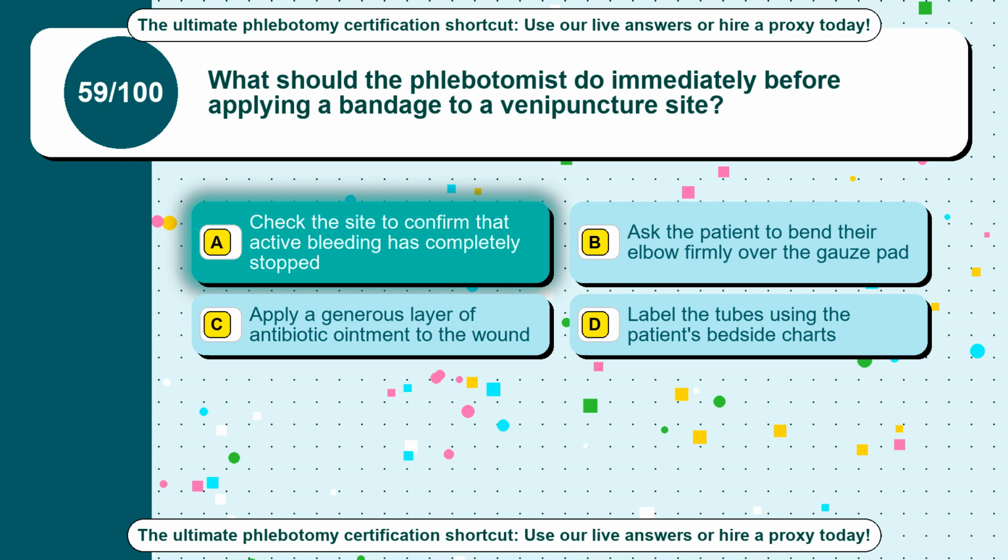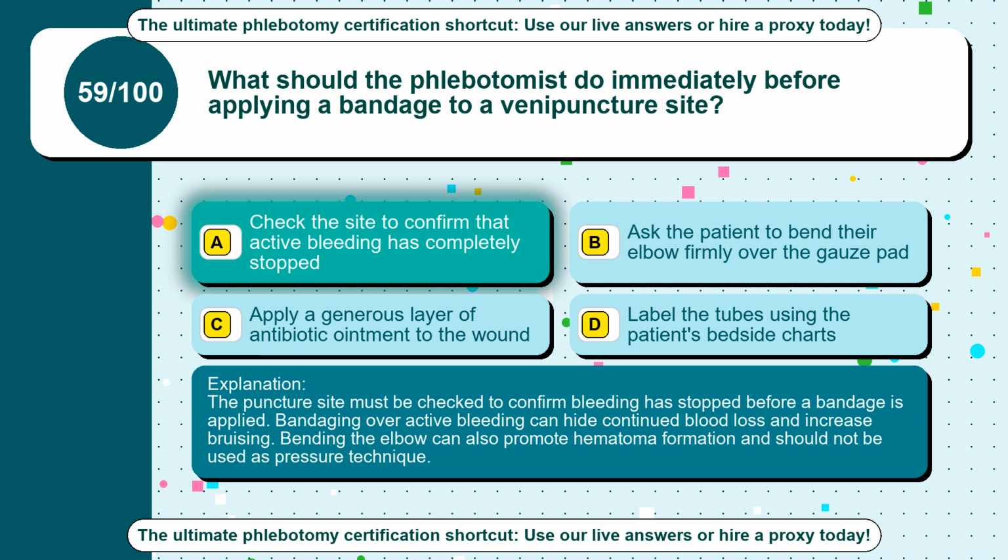The correct answer is option A, check the site to confirm that active bleeding has completely stopped. The puncture site must be checked to confirm bleeding has stopped before a bandage is applied. Bandaging over active bleeding can hide continued blood loss and increase bruising. Bending the elbow can also promote hematoma formation and should not be used as a pressure technique.